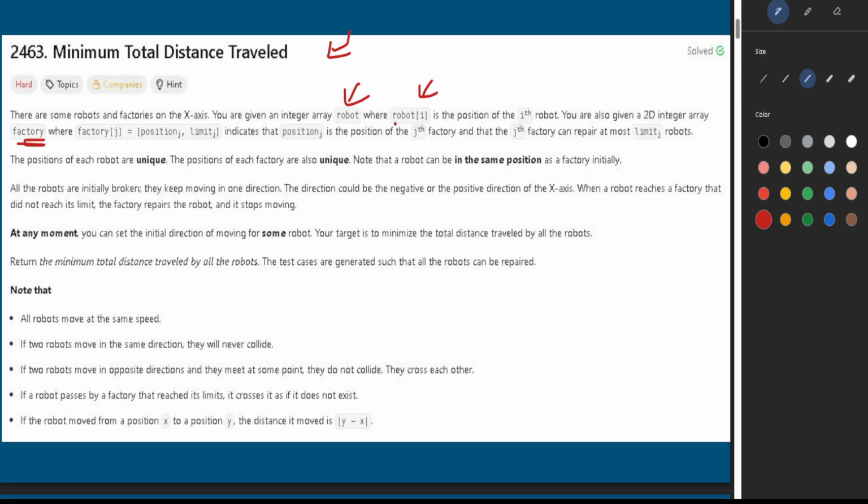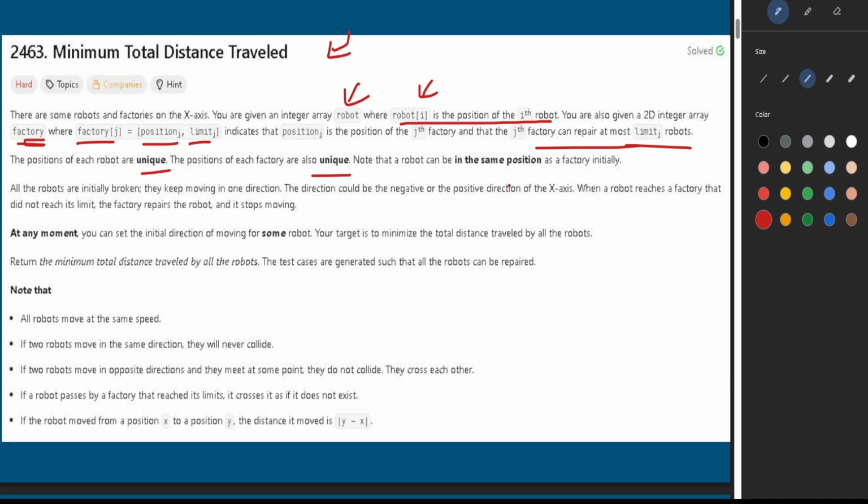So each element of robot is nothing but the position of the ith robot, whereas the factory we are given is a combination of two things: the first is a position and the other is a limit. Means factory[i] gives the position of the ith factory, and the limit is how many robots the factory can repair. So the position of each robot is unique, and the position of each factory is also unique. Both positions are unique.